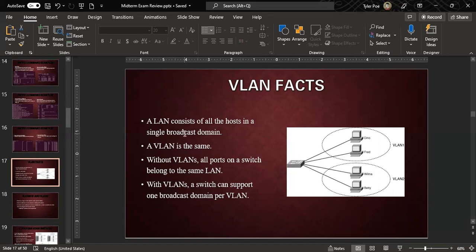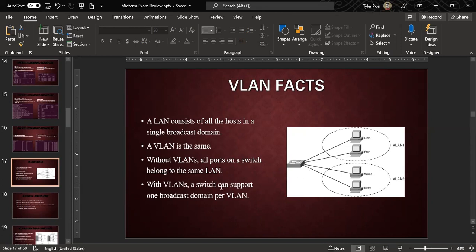So the typical term for a LAN is that a LAN consists of all the hosts in a single broadcast domain. So if you see this picture here, without VLANs, all of these devices and this switch would be in one broadcast domain, one LAN. The words LAN and broadcast domain are pretty much synonymous. However, a VLAN is basically a virtual LAN, as the name implies. As I said, all ports on the switch belong to the same LAN when you do not configure VLANs.